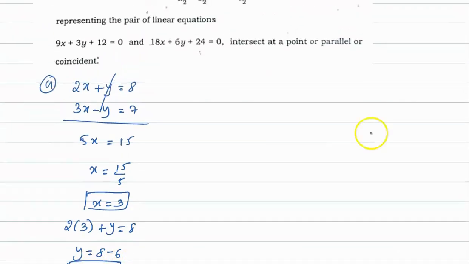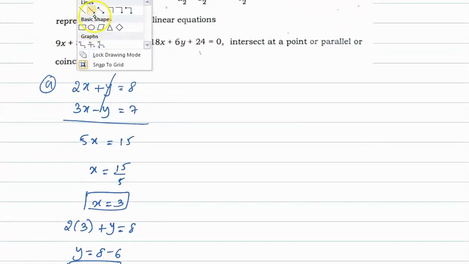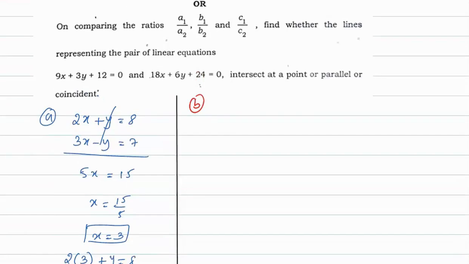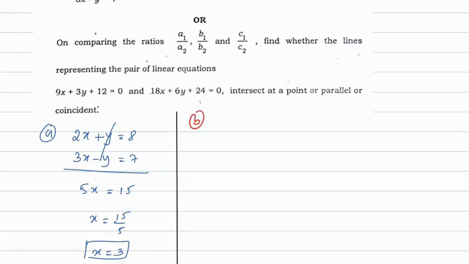Now let us take the second one here. I am going to solve the second question B here. Now the next question, there is an alternate choice for this. You can attend any one. Now I am going to take the second one in the same question. On comparing the ratios of the coefficients of these two equations given here, we need to check whether the lines are intersecting, parallel or coincident.